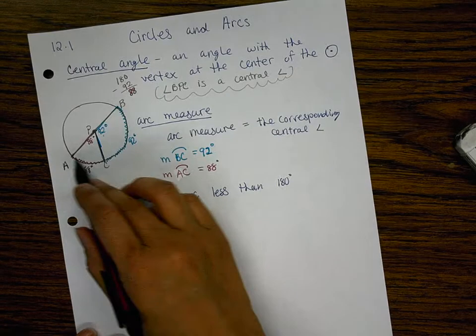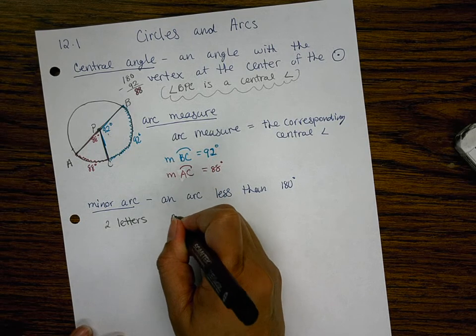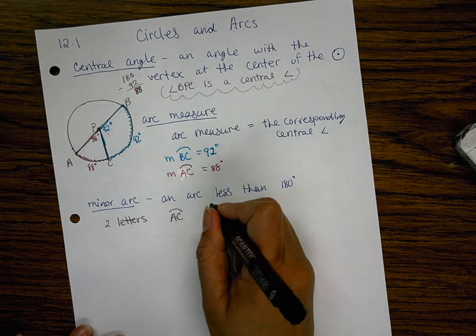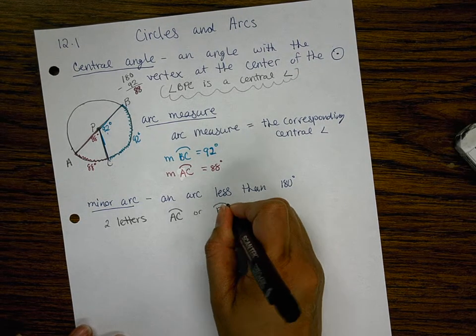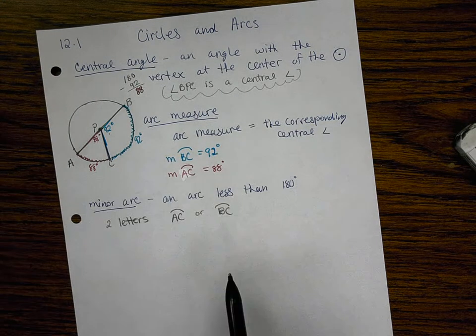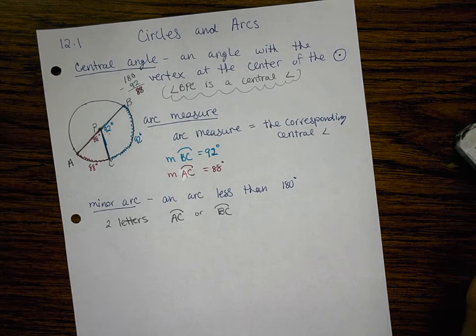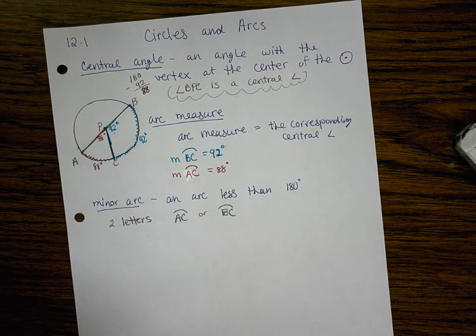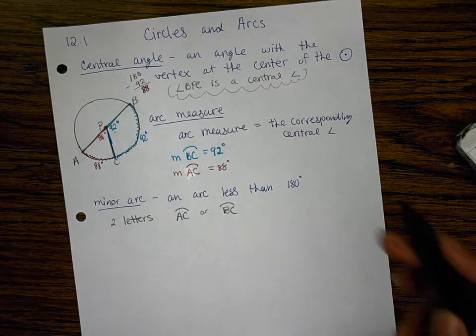What is a minor arc in this picture? AC is a minor arc. BC is a minor arc, because both of those arcs are less than 180 degrees. So arc AC is a minor arc, arc BC is a minor arc.